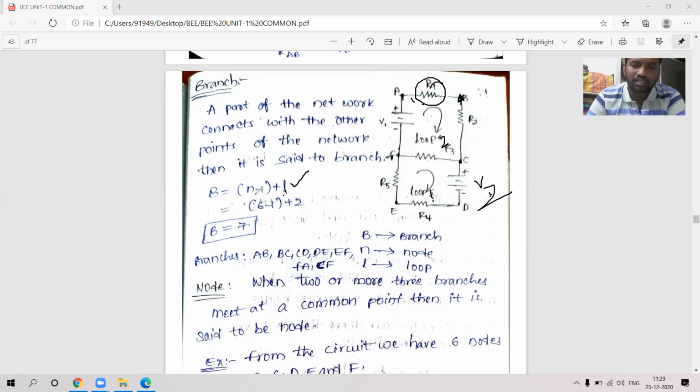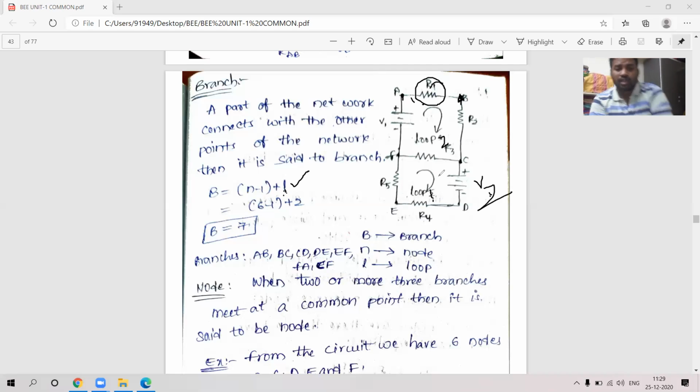And n is the number of nodes. A node is nothing but the intersection point of two branches. Here we have point A, point B, point C, point D, point E, point F. Total 6 points, so 6 nodes. So 6 minus 1 plus 2. 6 minus 1 is 5, plus 2 is 7. Total number of branches is 7. You can see here: AB is one branch, BC is another, CD, DE, EF, FA and FC. If you count, you get the number of branches as 7.